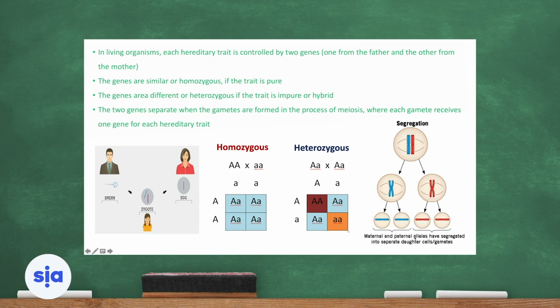This is the process of meiosis. In the process of meiosis, two genes will separate to form the gametes. The gametes, or what we call the reproductive cells, the egg or the sperm, are called gametes. How do these gametes receive genes? By segregation, or separation, during the meiosis process. In the meiosis process, there is separation of genes to form gametes.